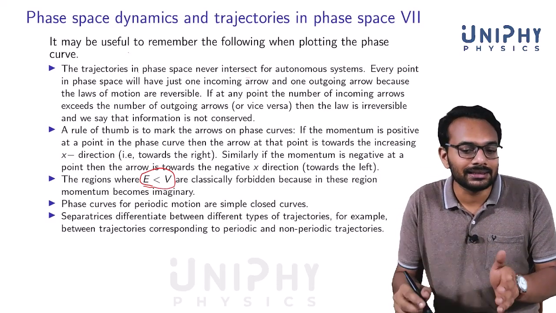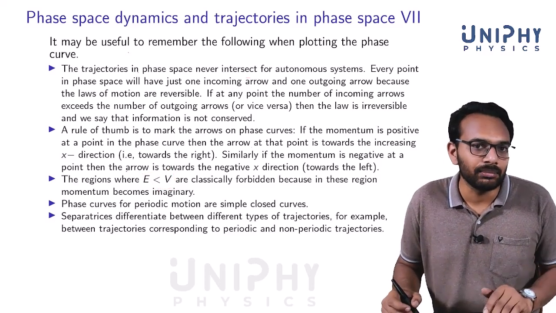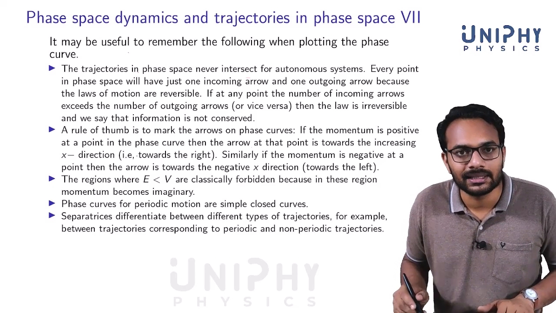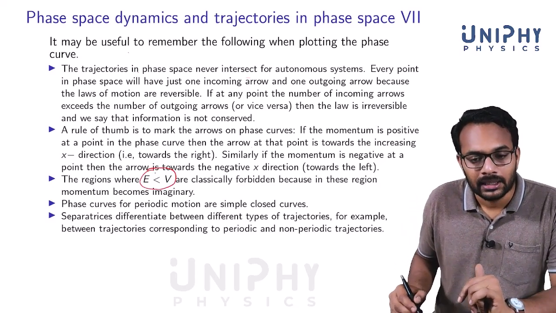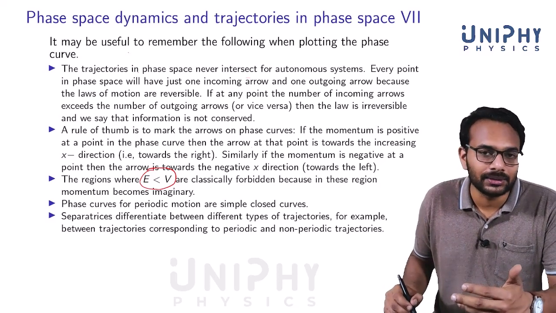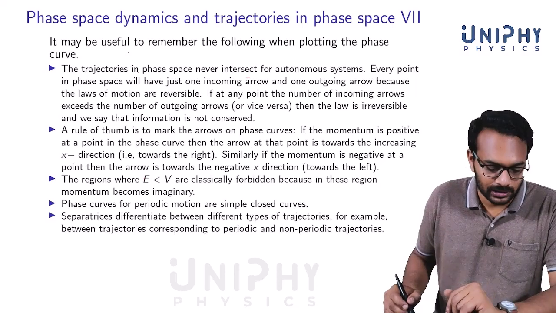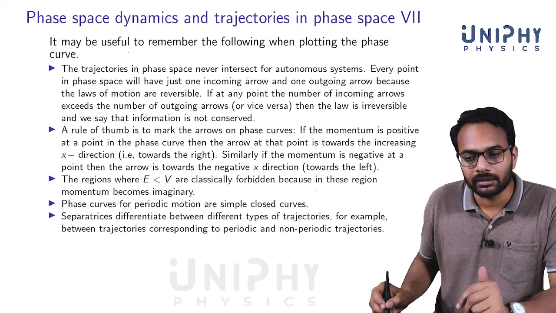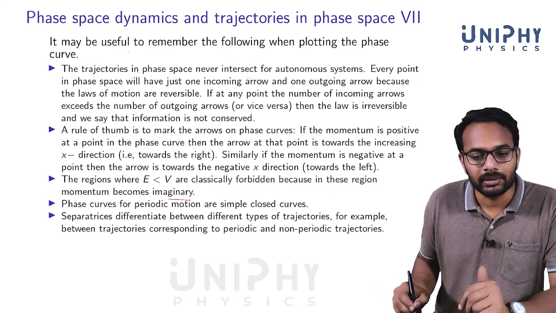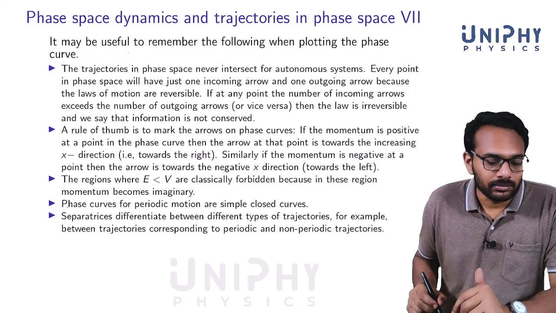Because in these regions you will see that the kinetic energy can become negative, which means that the velocity is imaginary, and such a thing does not exist in classical mechanics. So the regions where E is less than V are classically forbidden, and it's very easy to see which regions those are. We will see in some of the plots. In these regions momentum, or velocity, becomes imaginary.